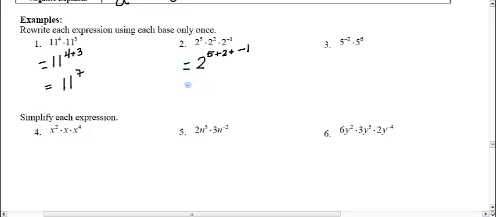So what we'll find then is it's going to result in 2 to the power of 5 plus 2 minus 1, which is 6. We don't have to expand these because the directions don't tell us to. They just want to see us write it as a single base.